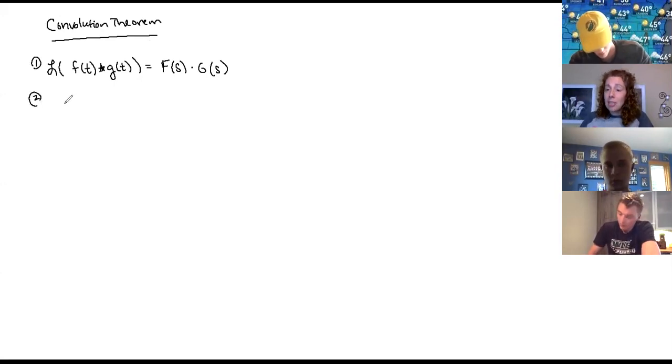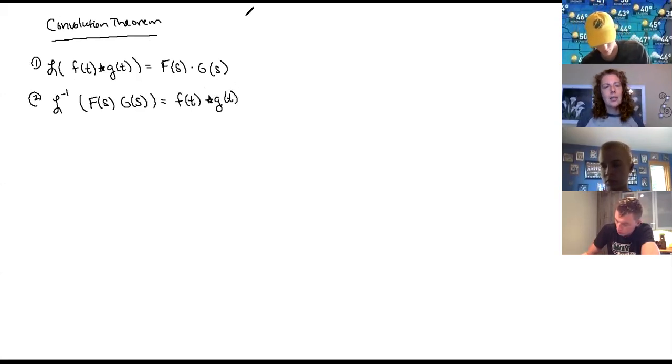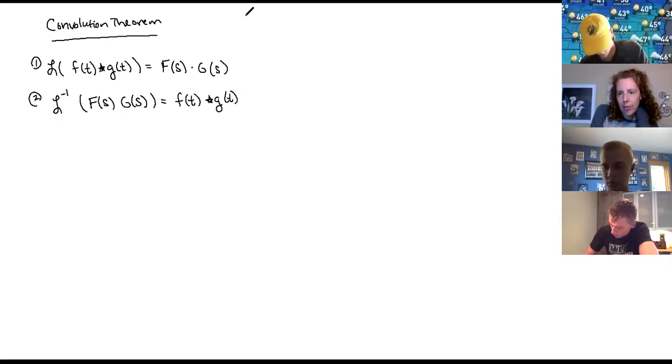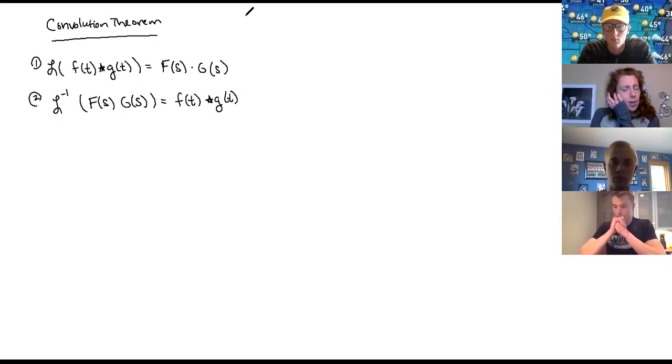Similarly, and this is the part that's useful because it helps with step 3 and going backwards, the inverse Laplace transform of capital F of s times capital G of s is the convolution of little f of t and little g of t. That's the part that's useful. So the inverse transform of 2 functions multiplied together is the convolution of their pre-images, kind of, sort of. You can think about pre-images as the function that they came from.